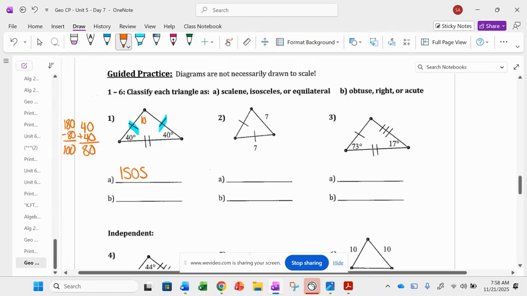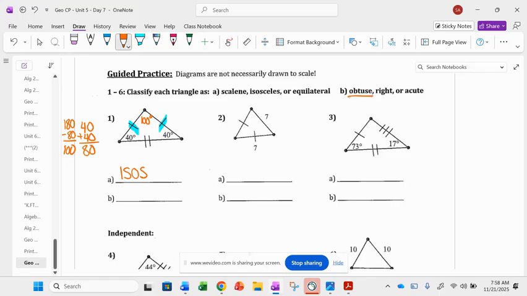Since all of a triangle's interior angles have to add to 180 degrees, I'm able to find that last angle. So that 100-degree angle changes everything, because isn't 100 degrees an obtuse angle? So a triangle with one obtuse angle, isn't it called an obtuse triangle? So this is isosceles and obtuse.